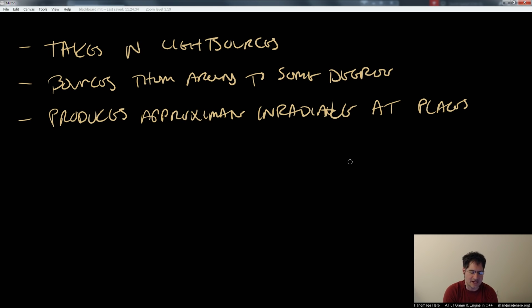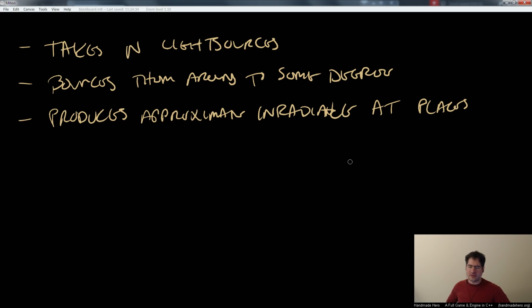GPUs hate traversing memory randomly. They like having everything run in a very methodical, consistent way, always sampling from nearby stuff and whatever, right? So GPUs actually hate ray tracing. It's typically their least favorite thing. So the bounce is a problem.